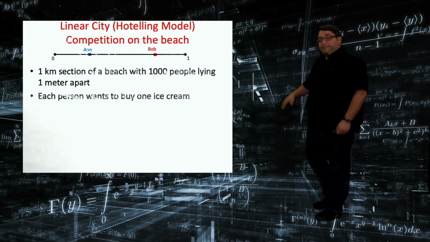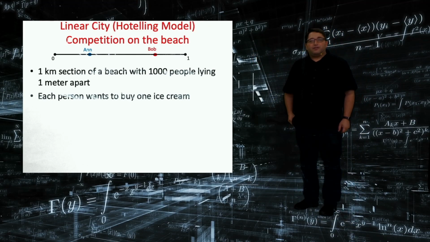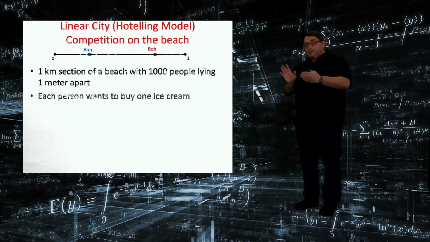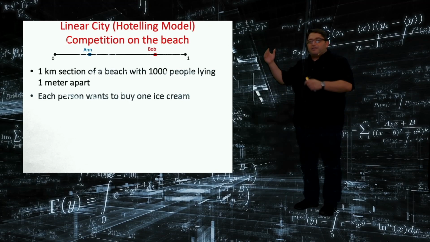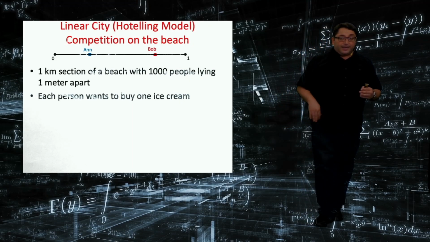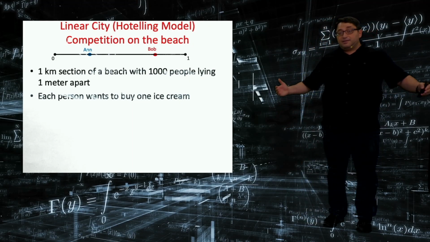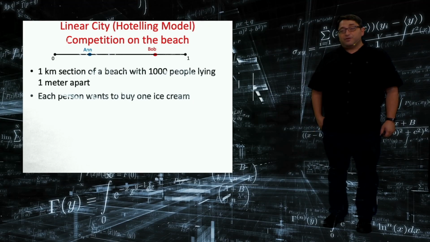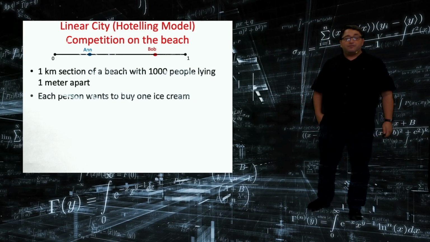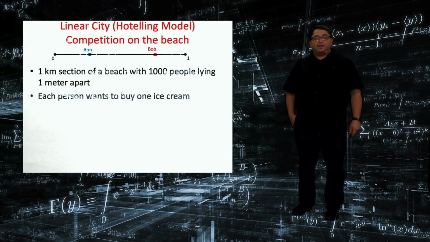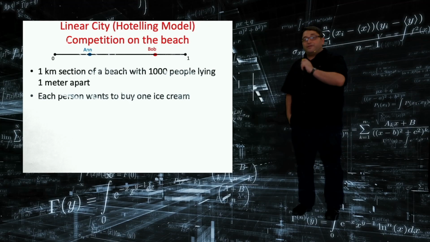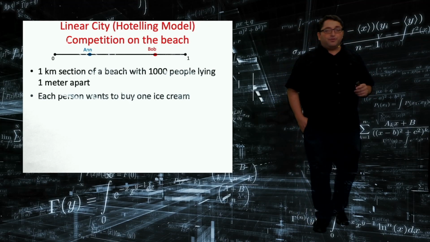Similarly, Ann. If Ann knows Bob will be at 750, Ann would go a little bit left of Bob, say 749, like 1 meter, 1 inch to the left. And in that case, Ann would get 750 consumers. She will sell exactly 750 ice creams. So neither player is playing a best response. So this configuration is not a Nash equilibrium.